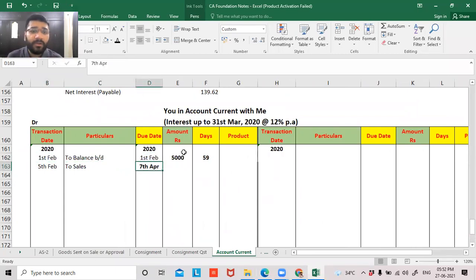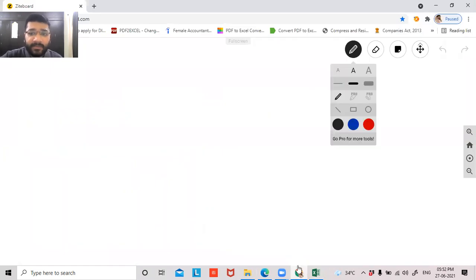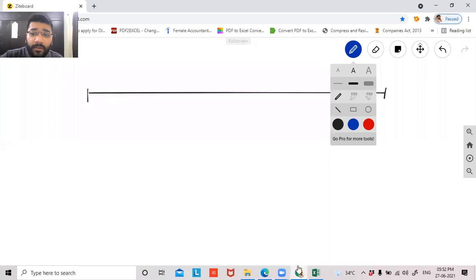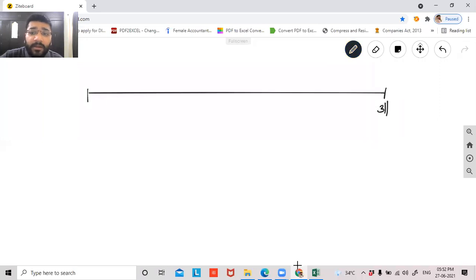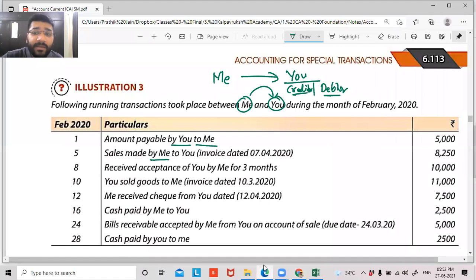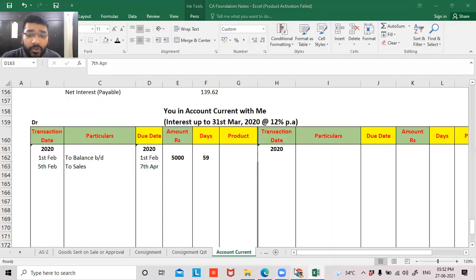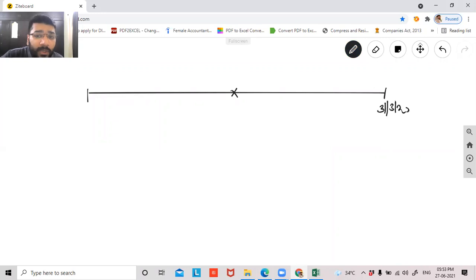Now, guys, you see there's some difference between this transaction and the previous transaction. Normally, if I calculate the days, so far this used to be my end of the statement date. The account current statement date is ending on 31st March 2020, 31/3/2020. So always the due date was somewhere before this, and from this due date we used to calculate the number of days.